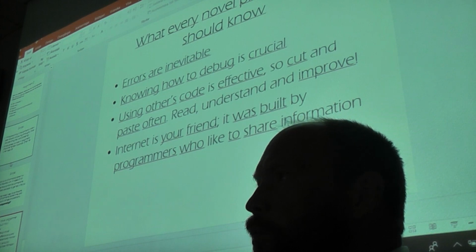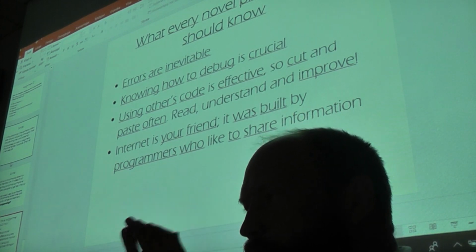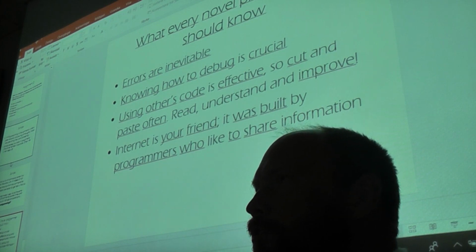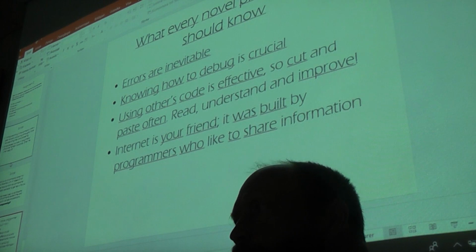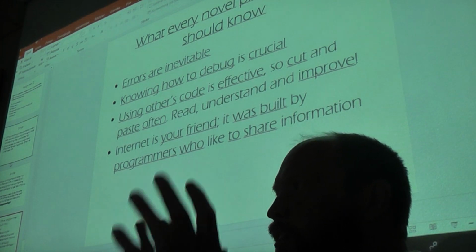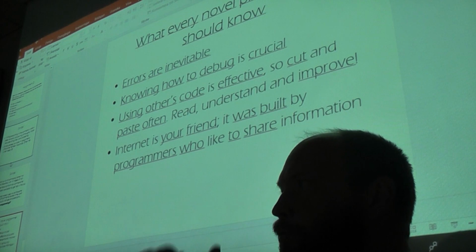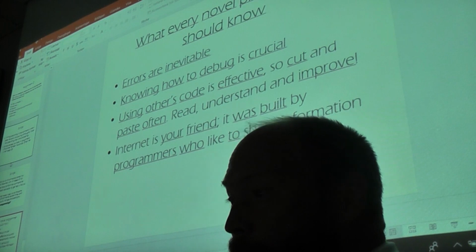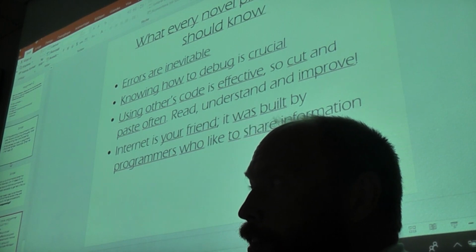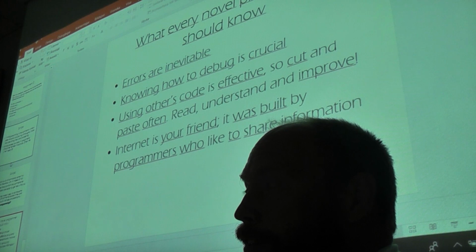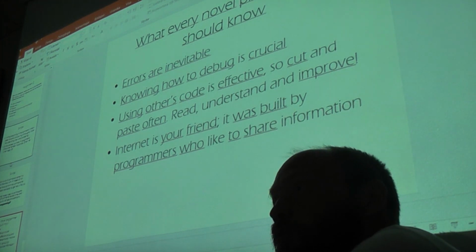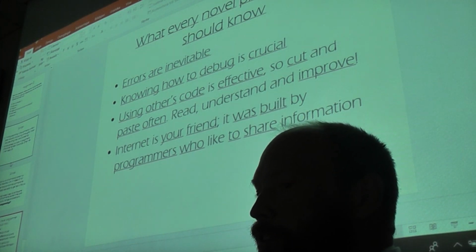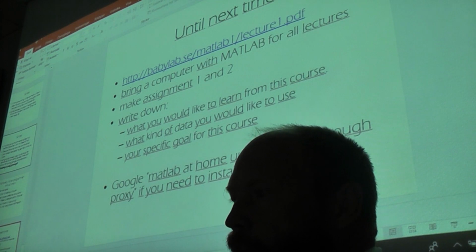And when you copy and paste code, you read through the code to make sure that you understand it, and then you often realize that it was actually quite clever. And instead of inventing a square wheel, you sort of get a round wheel the first try, and it's good. And the internet is your friend. It was built by programmers who want to share information, and they really share a lot of code. So that's good.